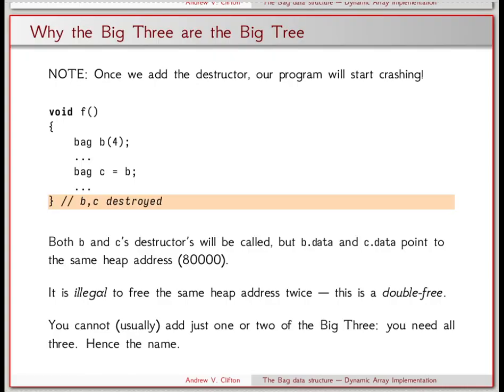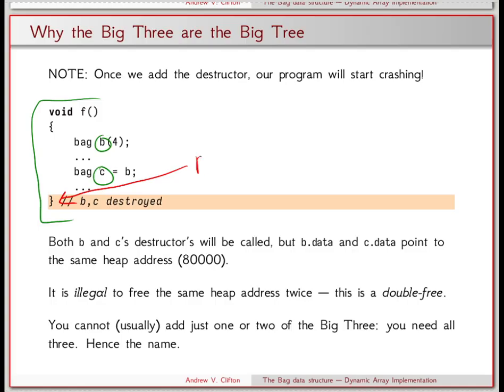But we can't just stop with the destructor. If you add the destructor and you run a program like this, your program will probably crash. And that is because when we hit this closing curly brace, what is going to happen? Well, we have B, and then C is a copy, but put copy in quotes there, not a real copy of B. In other words, both of these things are going to point to the same array here.